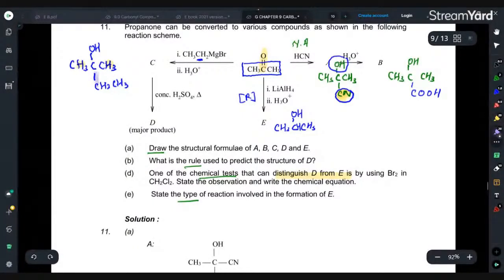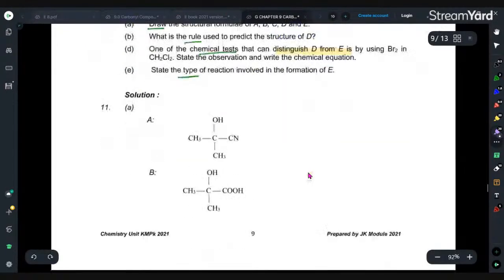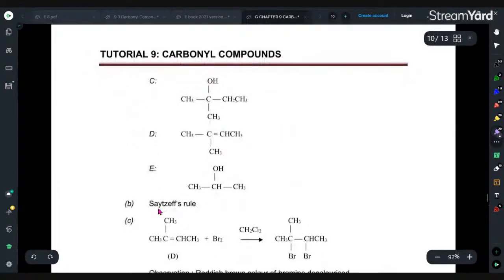I know the purple one is the major product already, because according to Saytzeff's rule. So what is the rule used to predict this? Saytzeff's rule. Please check the spelling: S-A-Y-T-Z-E-F-F, apostrophe S rule.